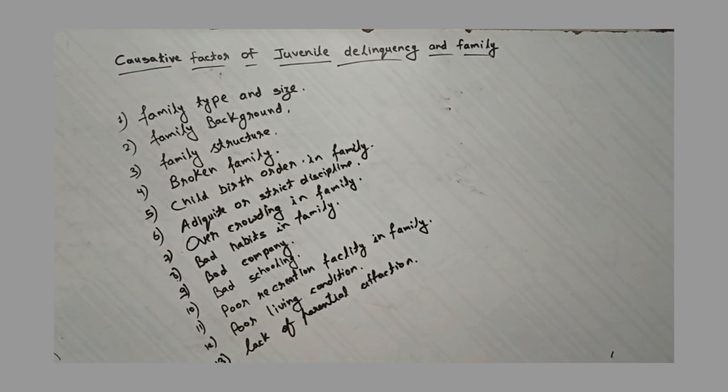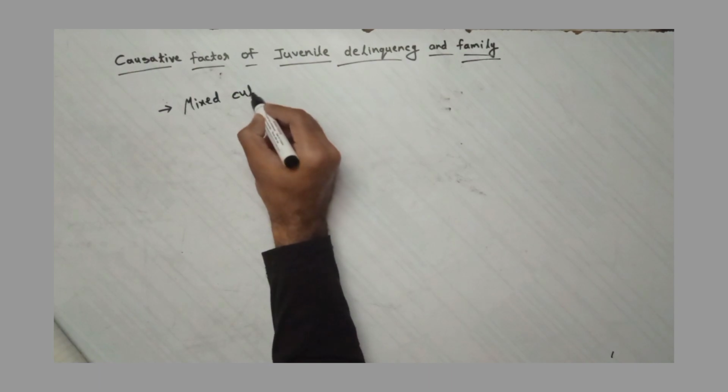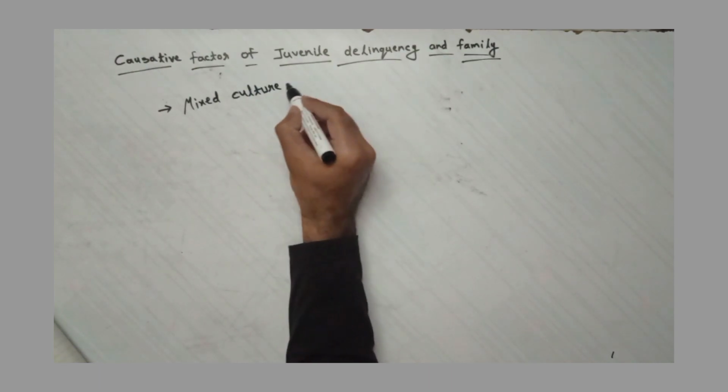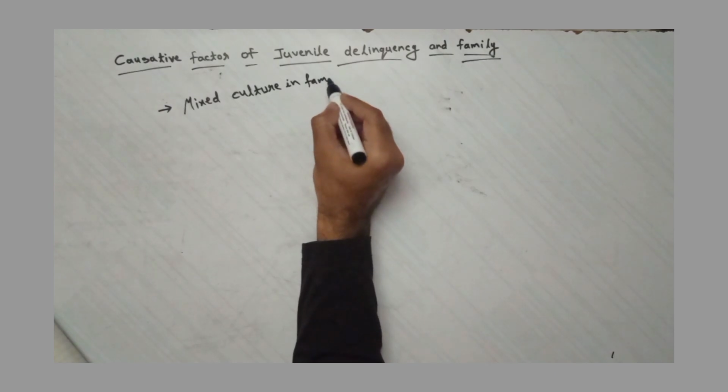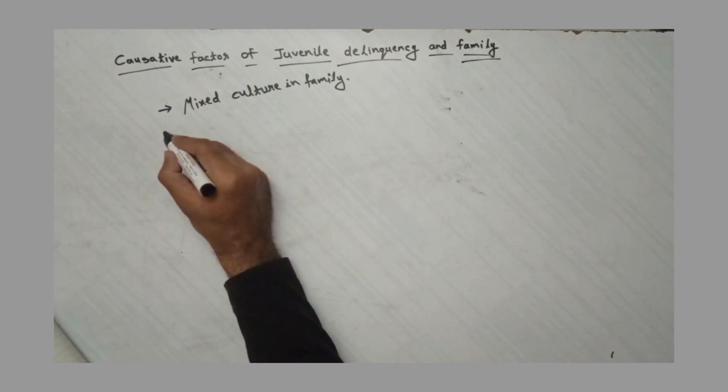It also becomes a factor if some parents are more focused on one child in the family. Next is mixed culture. Suppose some families follow a different culture, but the child is trying to adopt a different culture. Such cultural mixing also gives birth to juvenile delinquency in the family.